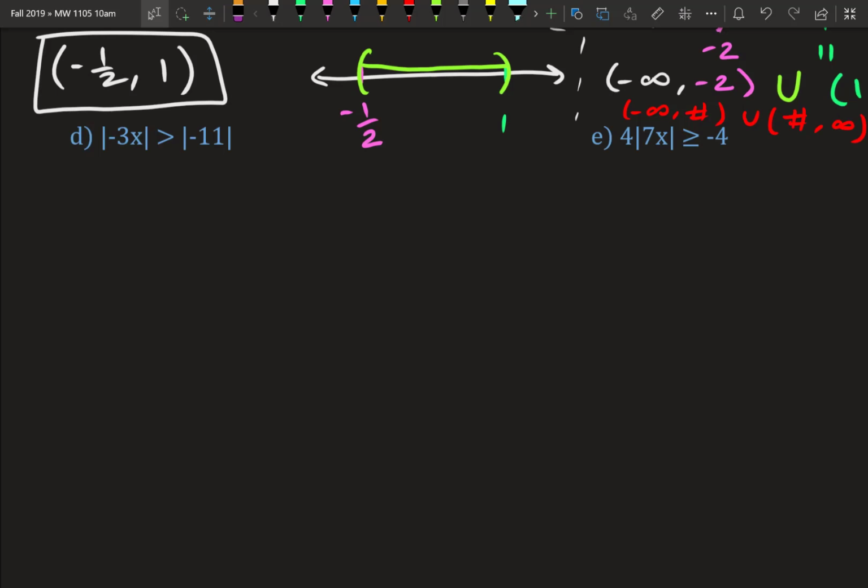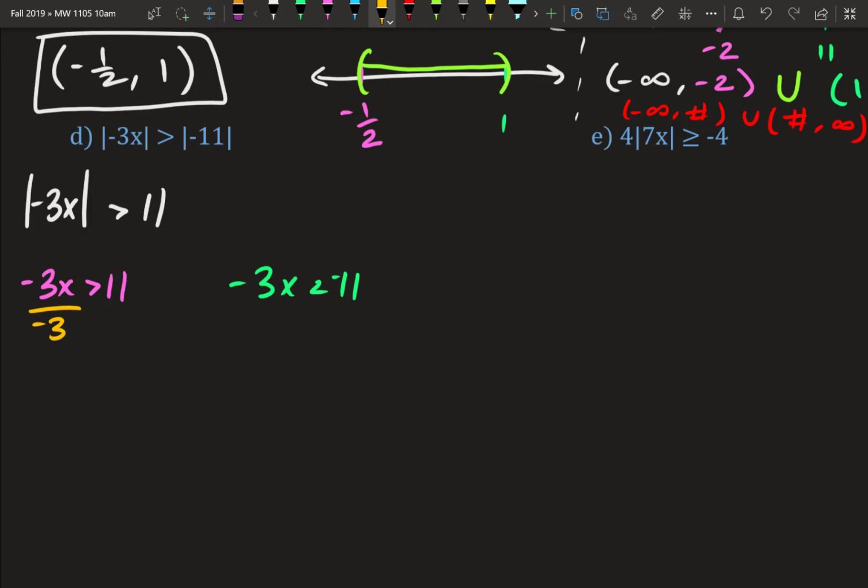So let's go ahead and simplify this. We can simplify because we have something in the absolute value that we can get rid of. So we have -3x, absolute value of that is greater than 11. So let's split this up. We will have -3x is greater than 11, and -3x is less than -11. So let's divide by negative 3. We're left with x is less than negative 11 over 3. Divide by negative 3. And we get x is now greater than 11 over 3.